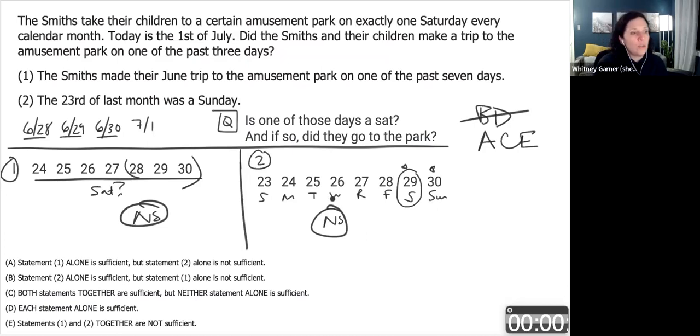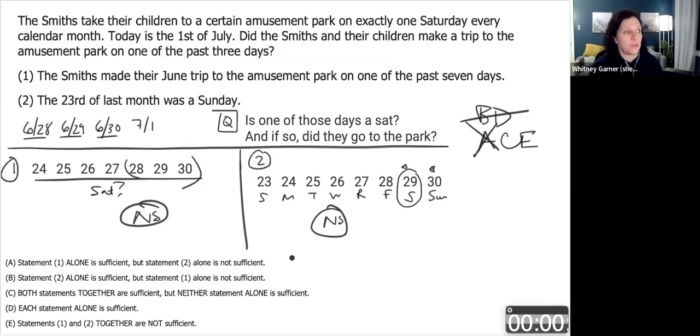So I only knew the days because of statement 2. And I accidentally ported that over when I thought about it with statement 1, although I wasn't supposed to. And so without that, I don't know. So statement 1 is also not sufficient.